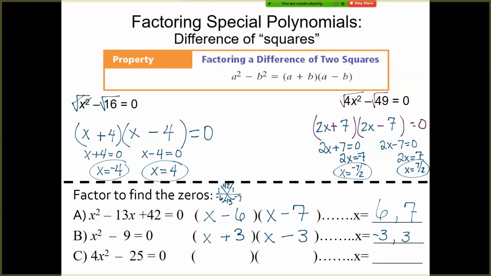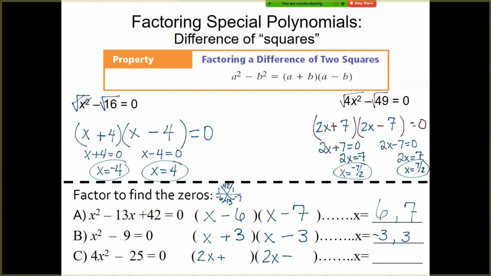Letter C, how are we going to factor letter C? Yep, so they're both perfect squares, so you're going to use another difference of squares. So for the first term, I'm going to square root 4x squared. The square root of 4 is 2. The square root of x squared is x. So the first term in both my parentheses is going to be 2x.